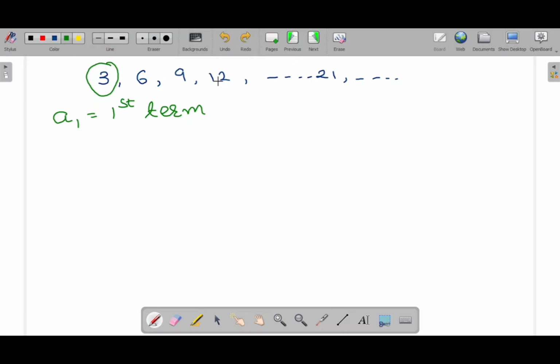Why are we using A? So that we understand we are talking about arithmetic progression. And 1 represents the number of the term. So when I write n, that means it is the nth term. And this difference between each term, because it is common and equal for all the terms, we call it the common difference.